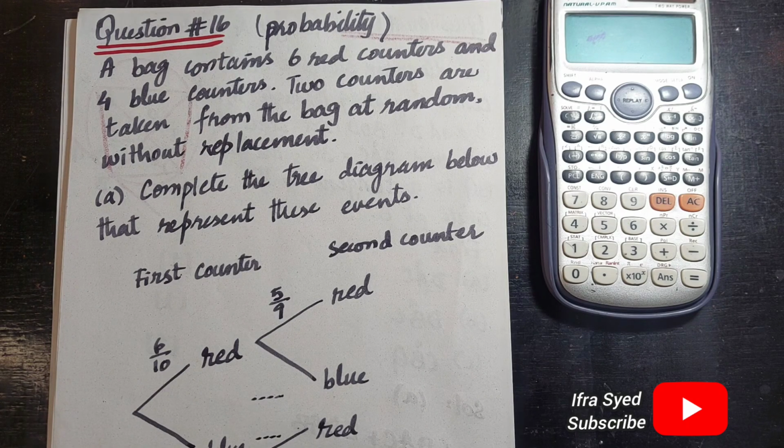Our question is, a bag contains 6 red counters and 4 blue counters. 2 counters are taken from the bag at random without replacement. In short, there are 6 red and 4 blue counters. 6 plus 4 is equal to 10. So in total we have 10 counters, and 6 are red and 4 are blue.